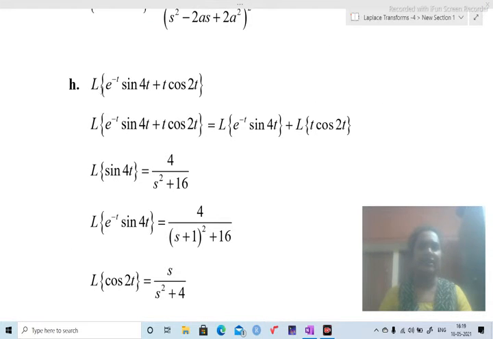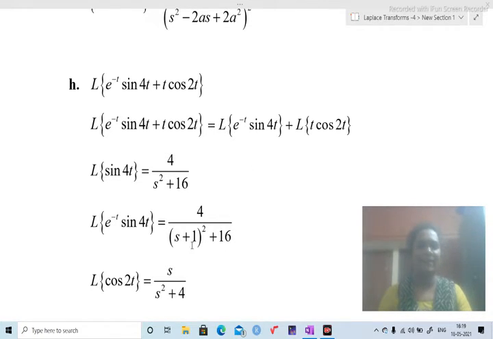So next one, here also by using the linear property, I am going to write L of e power minus t sin 4t plus t cos 2t as L of e power minus t sin 4t plus L of t into cos 2t. The Laplace transform of this one I am going to evaluate by using the first shifting theorem. This one by using the formula, the Laplace transform of sin 4t is 4 by s square plus 16. By using the first shifting property, L of e power minus t sin 4t equals, replace s with s plus 1. Then I am going to get this step.